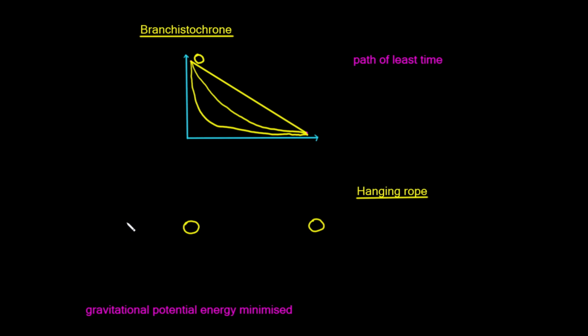Now, a final example that we're going to look at here is the hanging rope. So let's say, for example, we have two little pulleys here. So a pulley in yellow and another one in yellow. And let's say we have a rope. Now I'll just draw this out freehand. So the rope's going to be hanging over the pulley. Something like this.